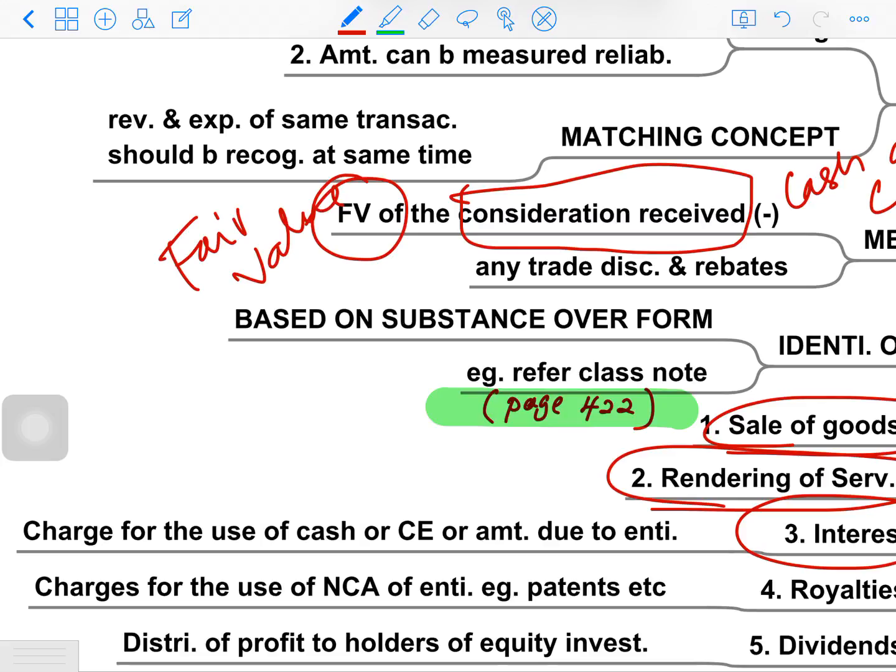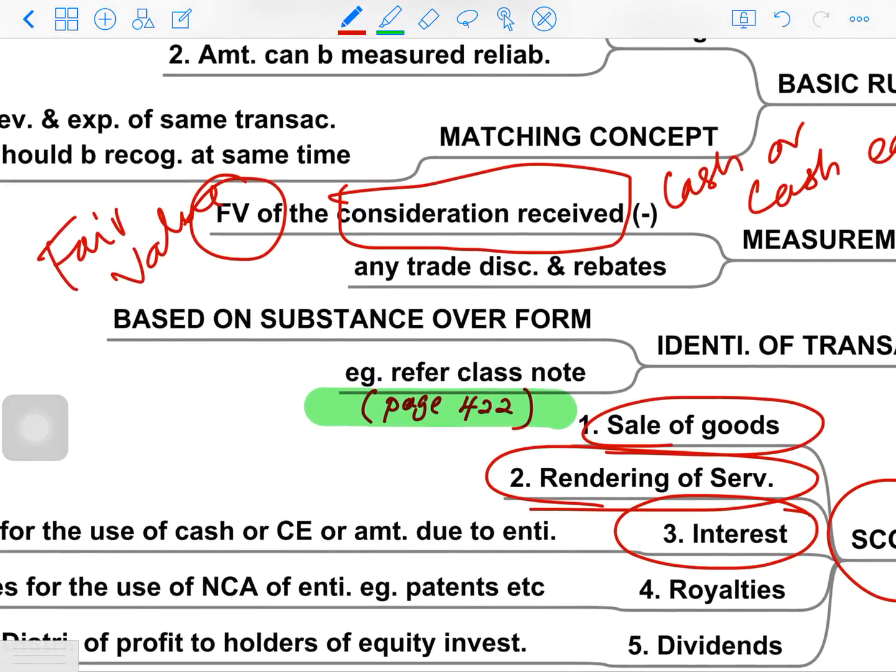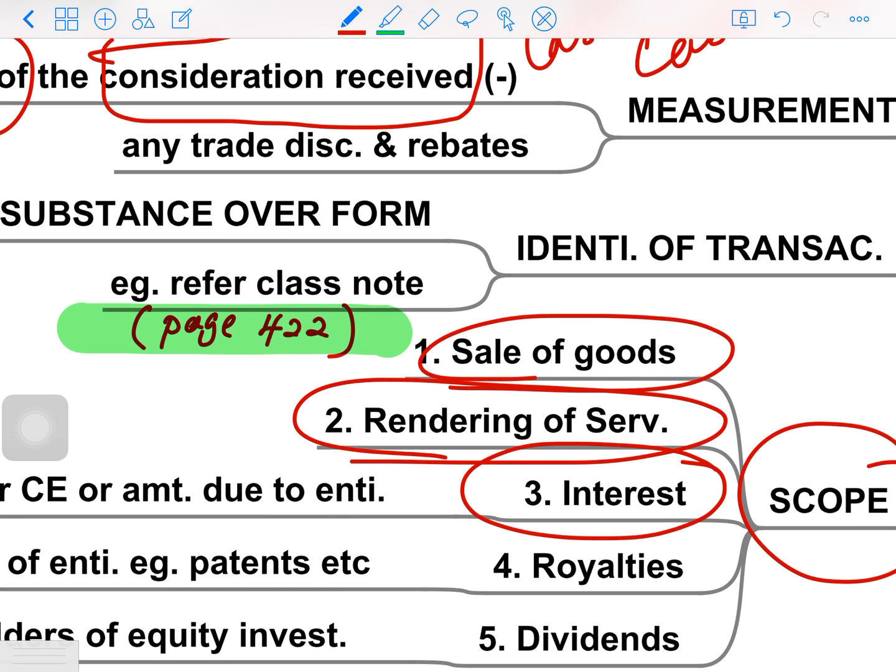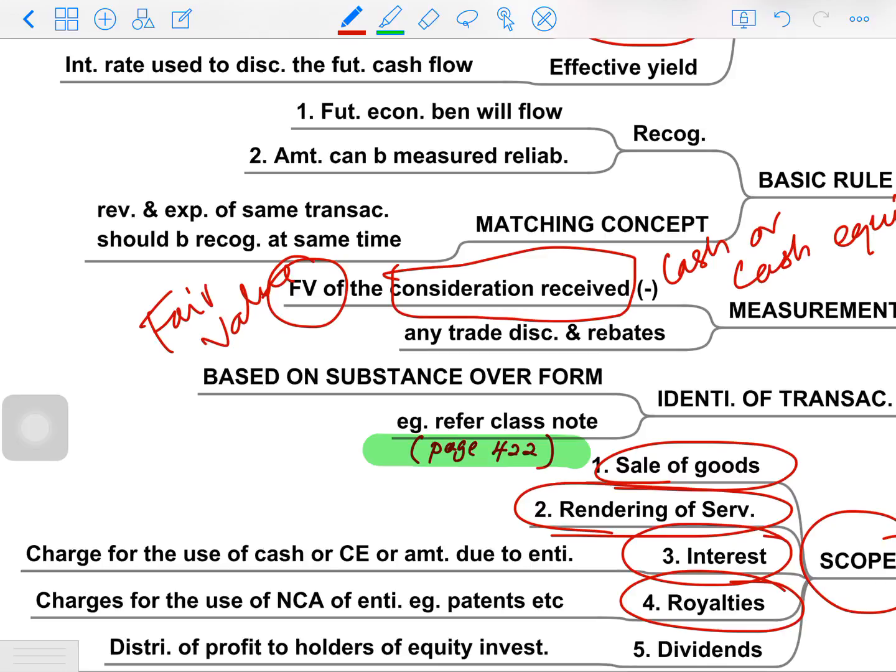Maknanya, if you are in a business of lending money, like bank and financial institution, kan? Your revenue is in the form of interest, right? So how do you recognize interest revenue? So it is covered under this topic, FRS 118. FRS 118 also covers revenue recognition with regard to royalties. Royalties, do you understand what is royalties? Royalties biasanya you dengar dalam bentuk lagu, kan? Lagu royalties. Royalties here is the charges for the use of non-current asset of entity, example patents and trademarks, for example.